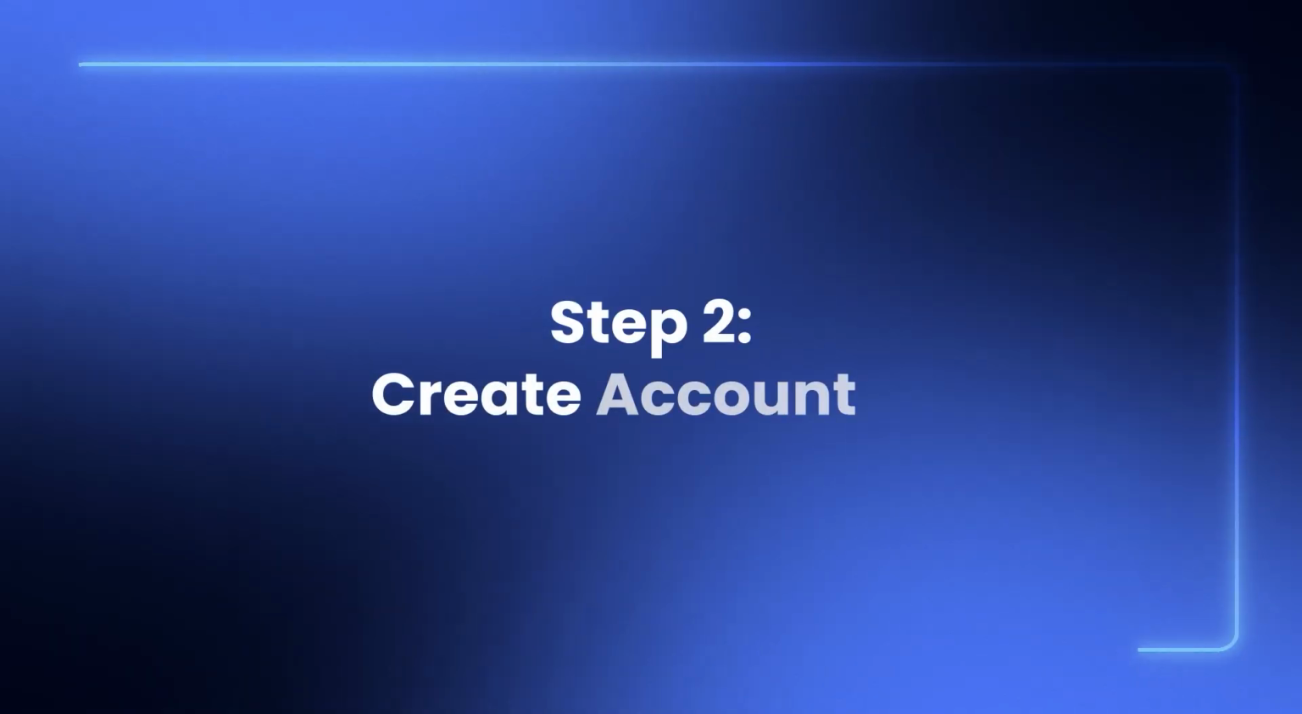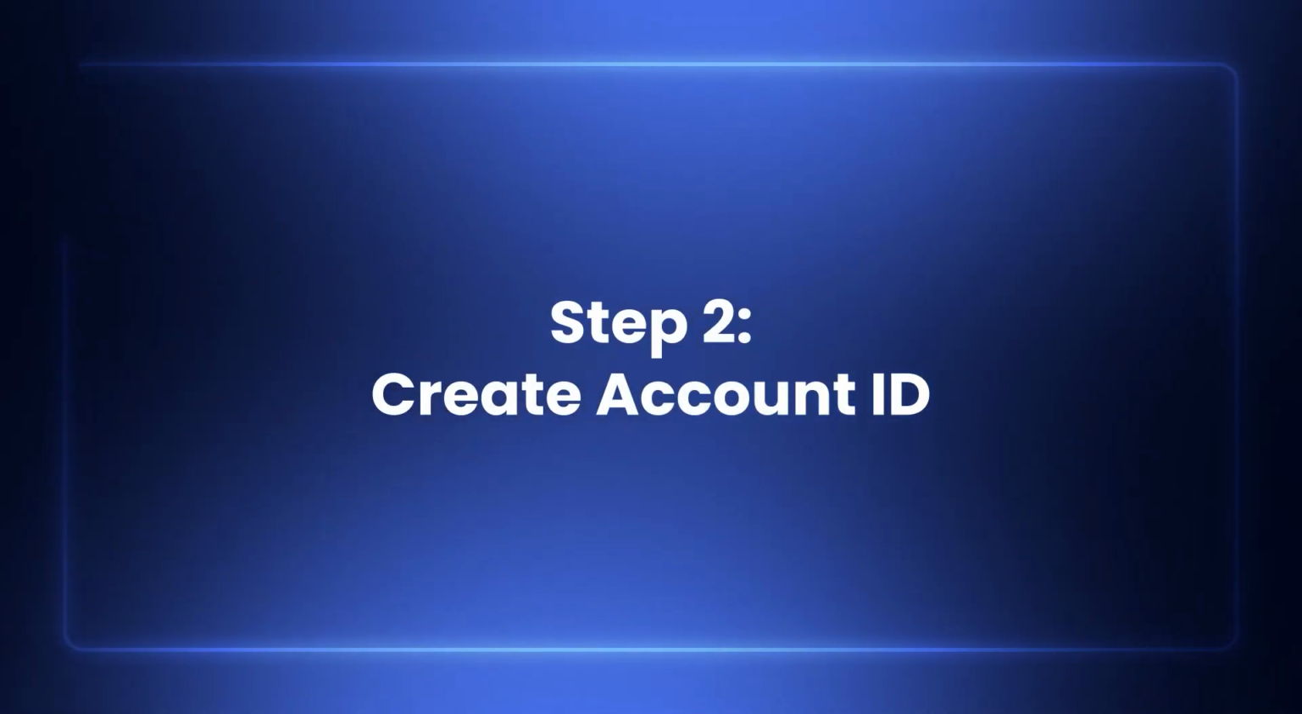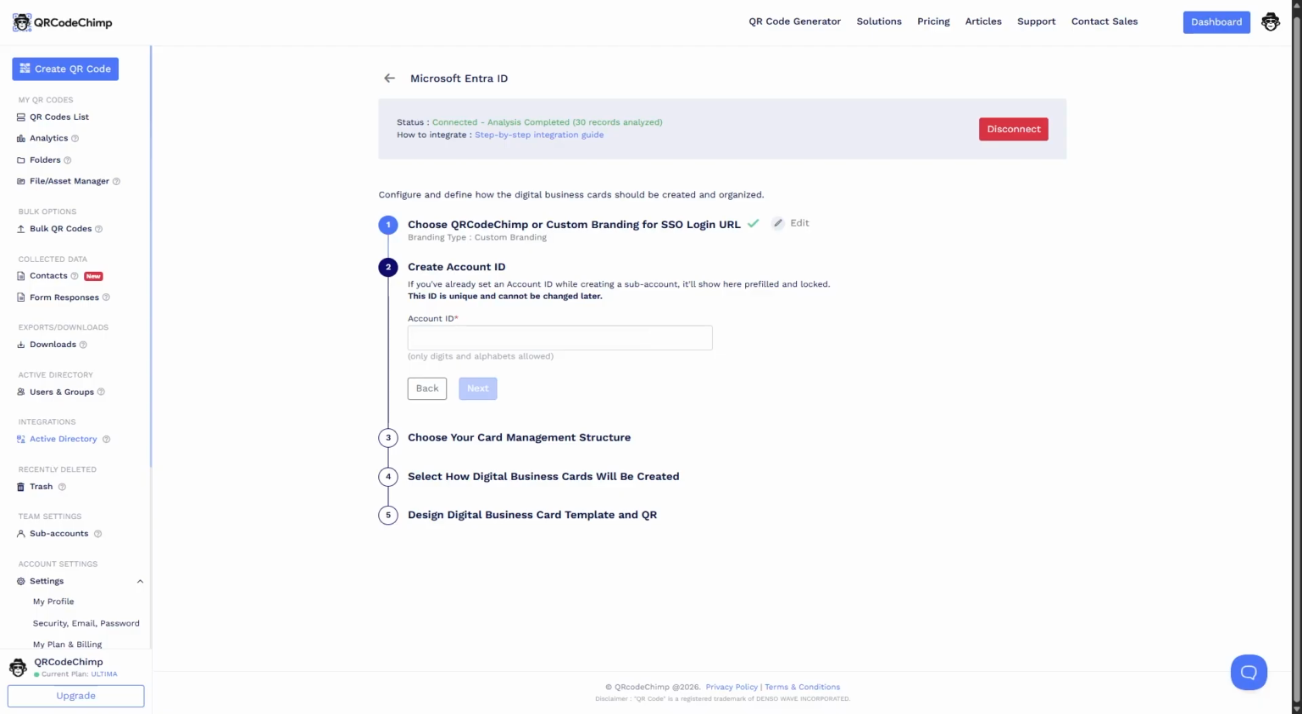Now, in this step, you need to create an account ID. This acts as a unique identifier for your organization within QR code chip. Enter an account ID using letters and numbers. If you have already created one earlier, it will appear pre-filled and you won't be able to edit it. Once that's confirmed, click Next to continue.